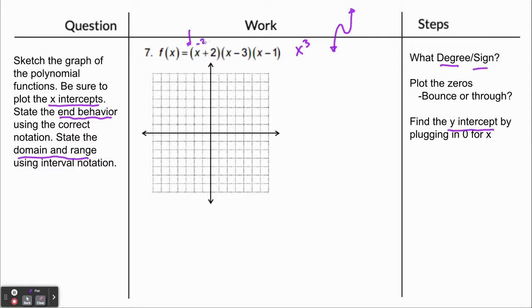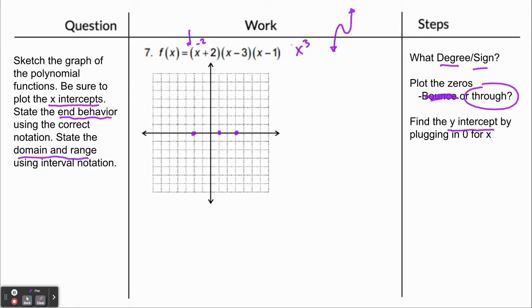I know there's a 0 at -2, because if I plug in -2 there, it gives me 0, +3, and +1. All of them are going to be going through because none of them are being squared. None of these binomials here are being squared.